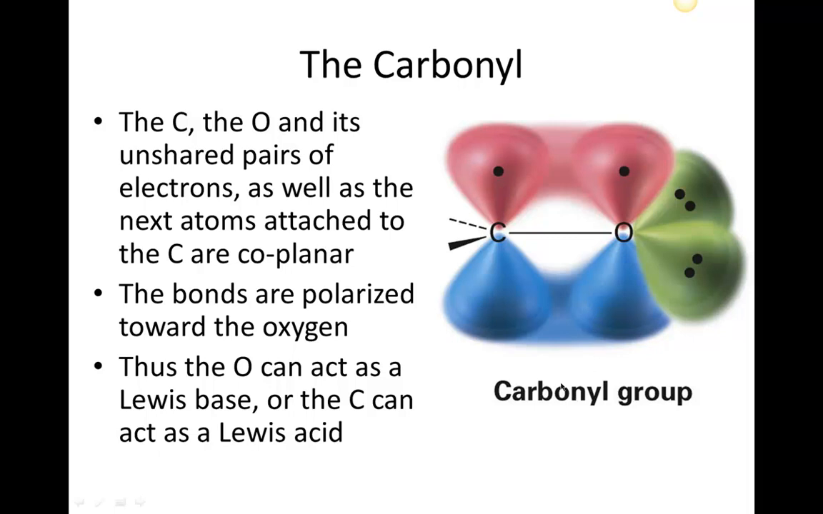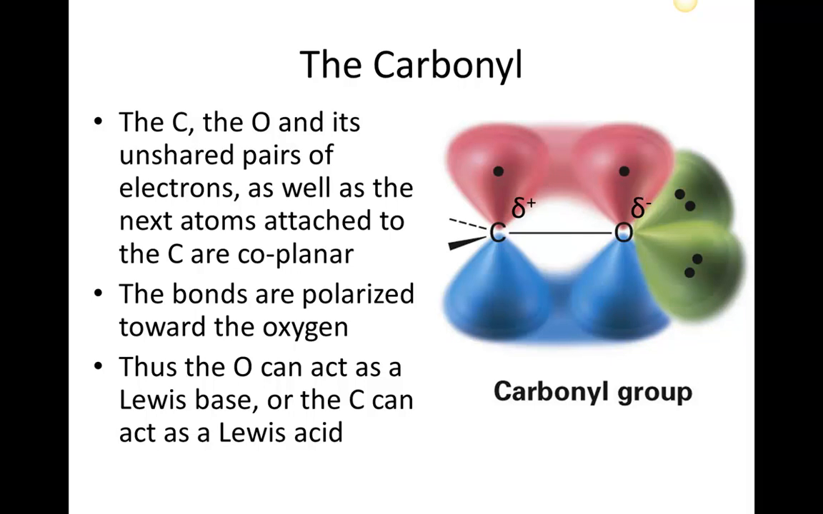And so we know that these bonds are polar, so you might see drawn in some information, partial positive, partial negative, to help indicate that the bond is polar. And the implication there is that the carbon could act as a Lewis acid. In other words, it could accept a pair of electrons from some other group, and because this bond is polarized toward the oxygen, then the oxygen could then gain full control over that pair of electrons.